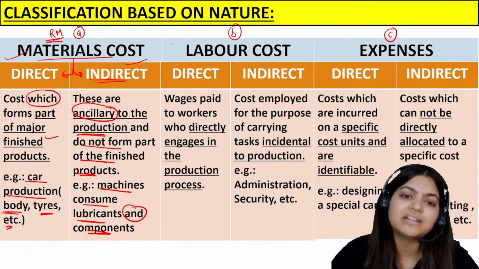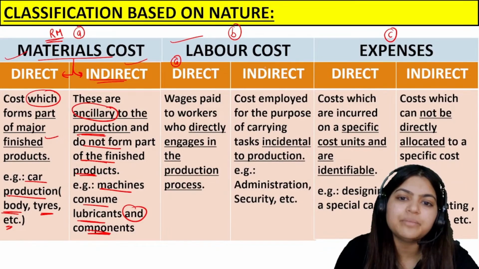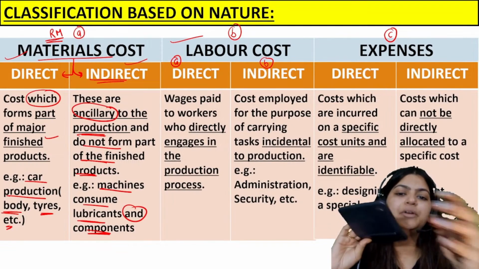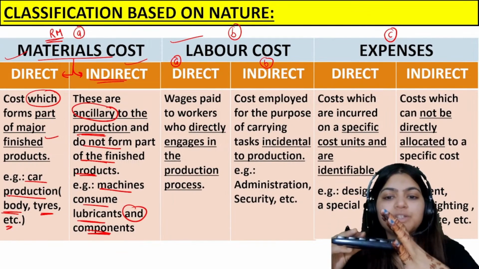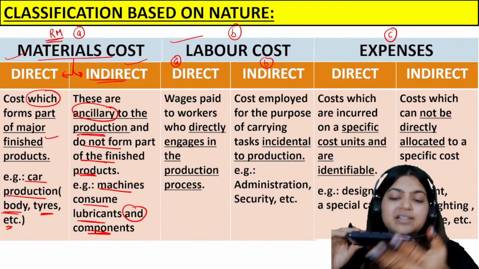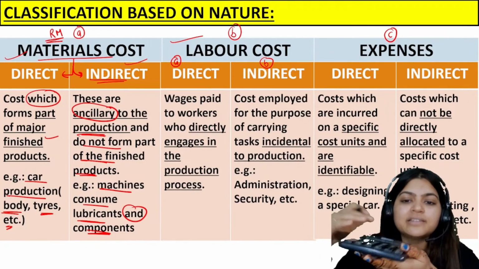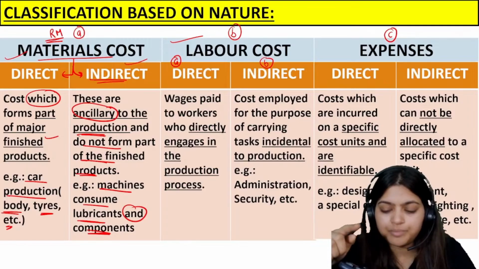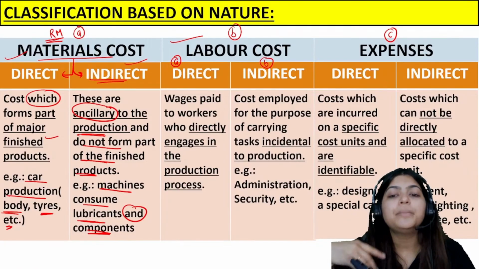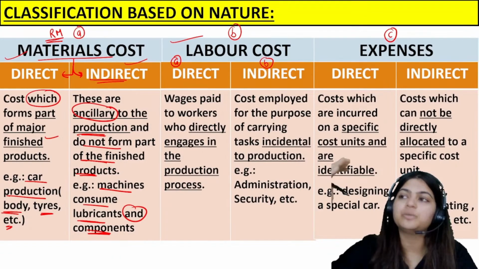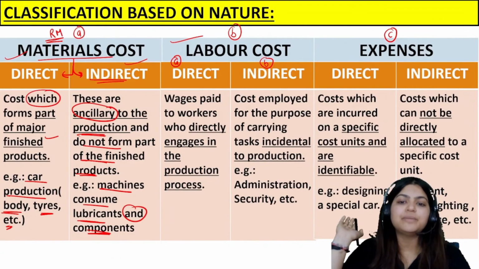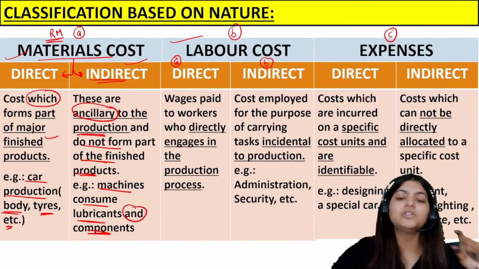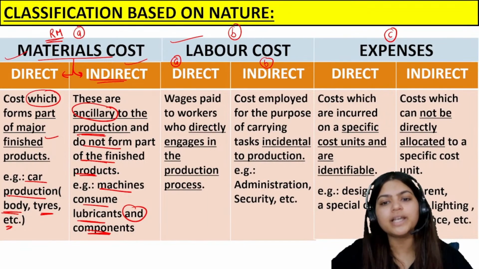Now coming to the next one, that is labor cost: A, direct labor, B, indirect labor. Let's take again the example of this calculator. All laborers who are actually working on this calculator, who are assembling these buttons, who are painting this particular calculator, whatever wages I am giving to those production laborers, that is my direct cost. But as soon as I'm paying my security department, electricity department, finance department, other departments who are not working directly on my product, then that is indirect cost.